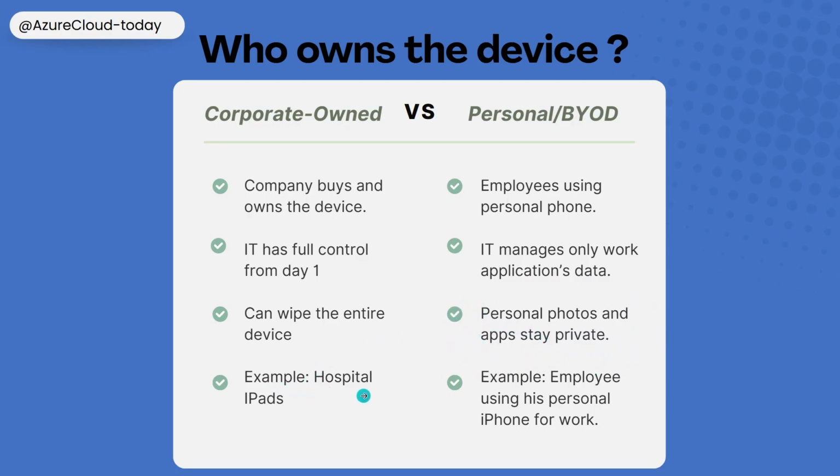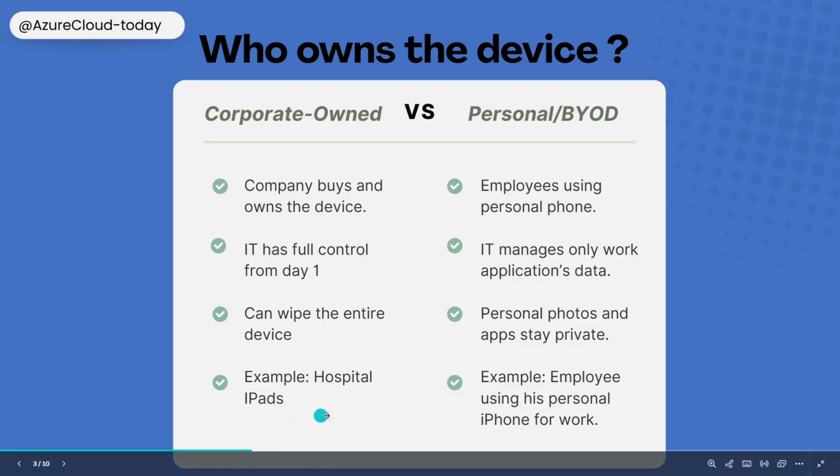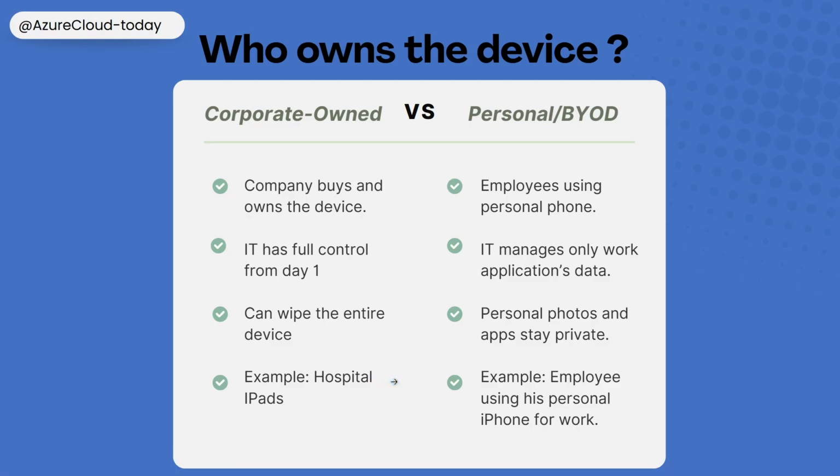An example could be hospital iPads. They are completely corporate owned because they could have the patient's data, which is a huge thing. And over here, an employee using his personal iPhone for work.